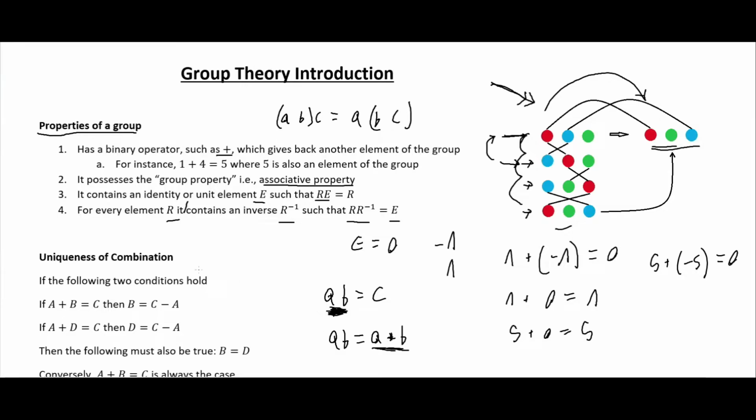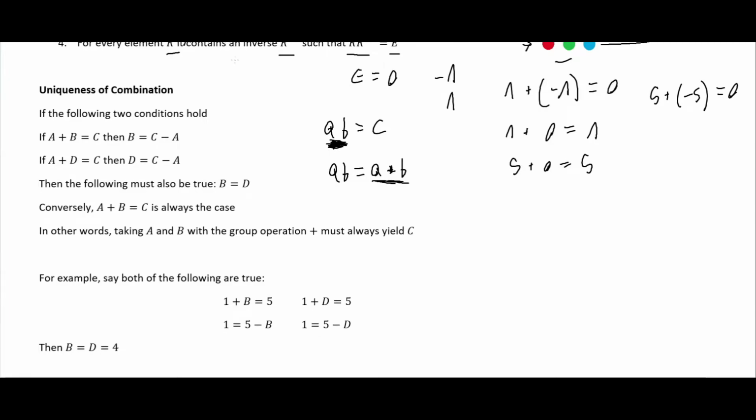But anyway, to move on, the next thing I want to talk about is this uniqueness of combination. What that means is that if we have the following two conditions where we have A plus B equals C and A plus D equals C, so A and C are the same here, then B has to be equal to D. You can't combine A with two different things to get C. So if you have two different things here, they have to just be the same thing. And so there's this uniqueness of combination.